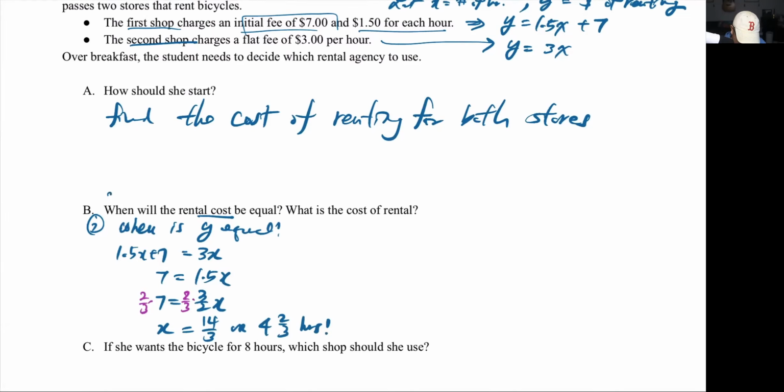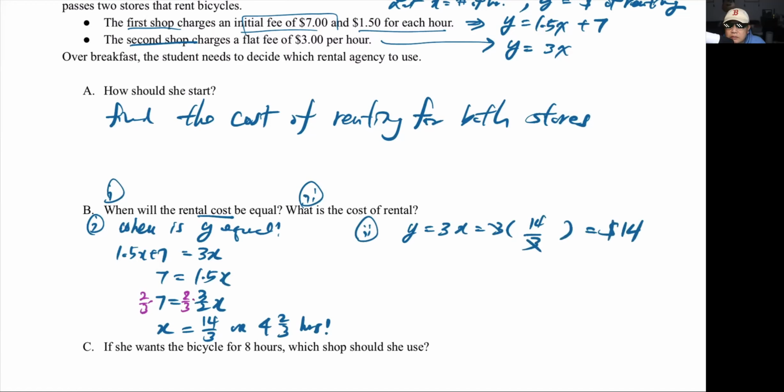Part 2 of this is, what is the cost of the rental? We can plug that x into either one of the equations and figure it out that way. So let's just plug into the easiest one possible, and to me, it's the second equation, y equals 3x. And what is my x equal to? 14/3. The improper fraction is easier because it will just cancel nicely. And there you go. That's a good reason for us to use fractions. And then we can state the answer.